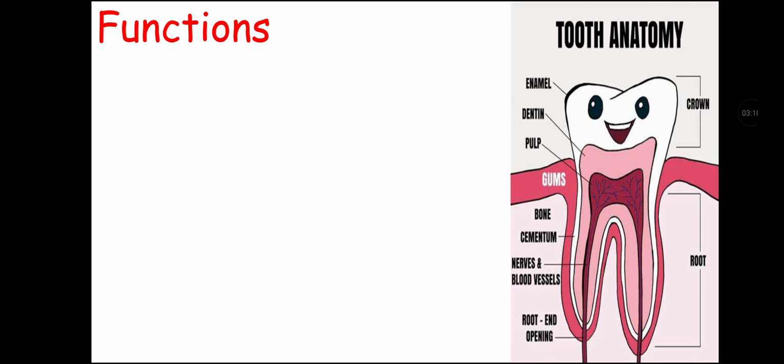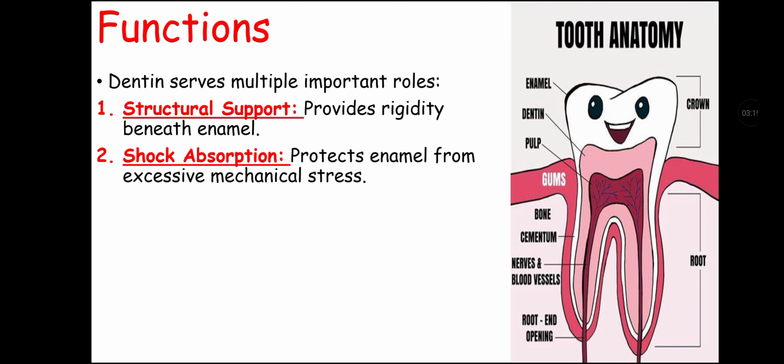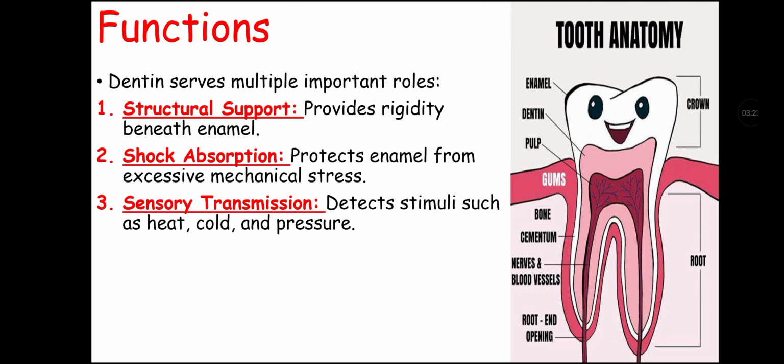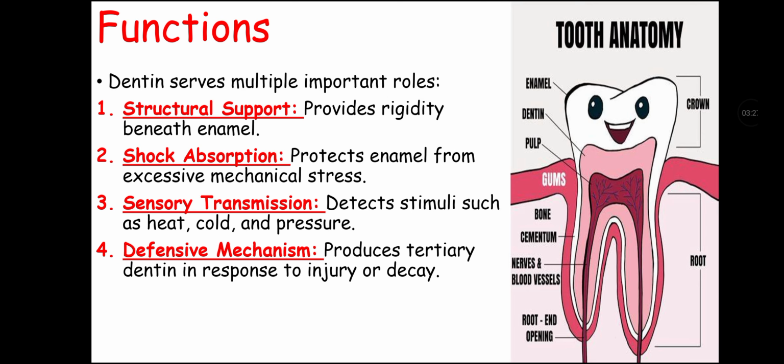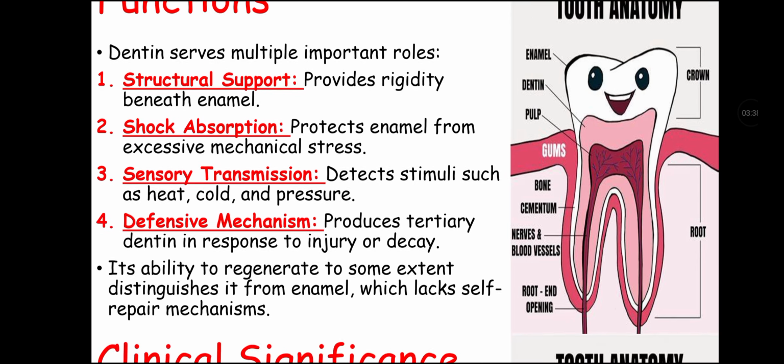Now let's talk about functions of dentin. Dentin serves multiple important roles that include structural support as it provides rigidity beneath the enamel, shock absorption as it protects enamel from excessive mechanical stress, sensory transmission as it detects stimuli such as heat, cold, and pressure, defensive mechanism as it produces tertiary dentin in response to injury or decay, and its ability to regenerate to some extent distinguish it from enamel which lacks self-repair mechanics.